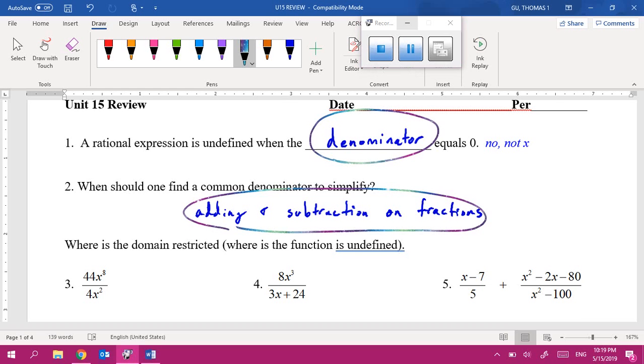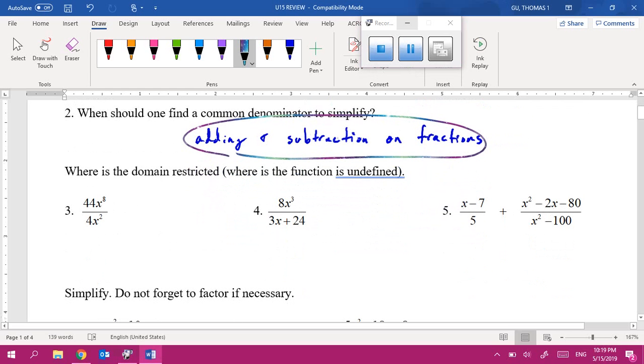Alright, so the next set of questions, we're looking for where the domain is restricted. Where is the function undefined? Now notice it just says where's the function undefined, so that means I'm going to have x equals a number. I'm just going to tell where it is undefined. So all I have to do here is take the denominators and set them equal to 0.